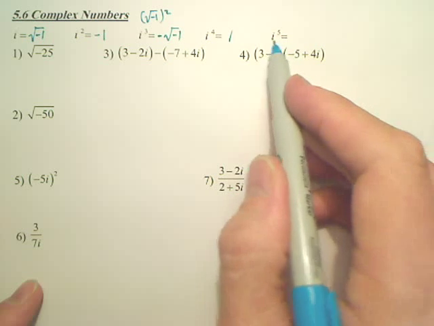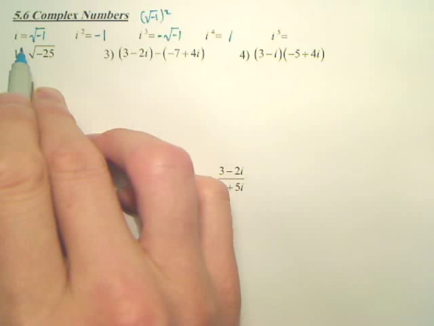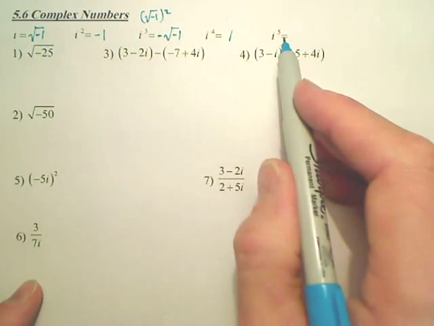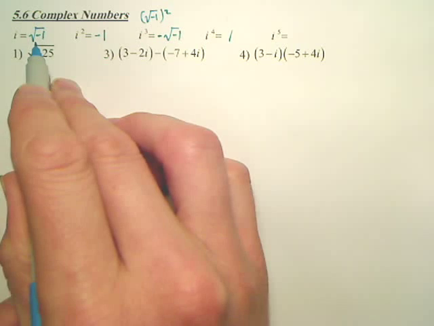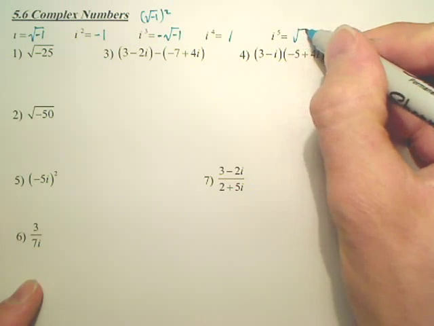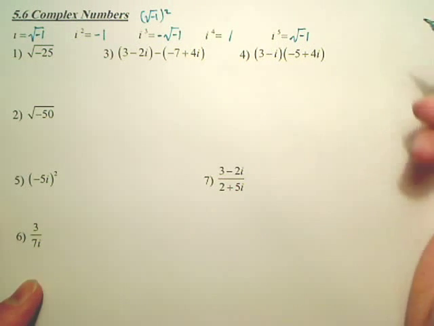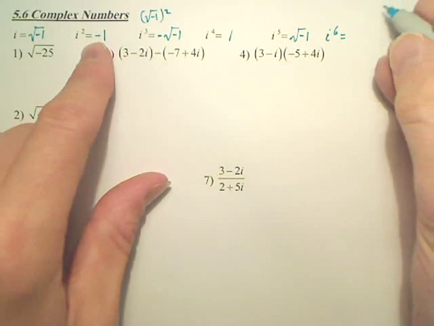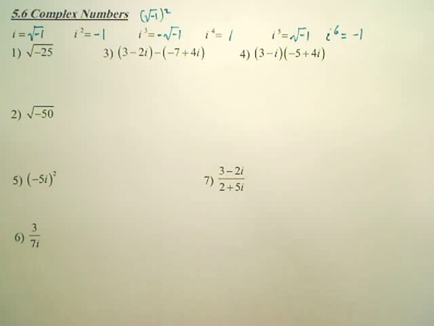i to the fifth? Well, isn't i to the fifth i to the fourth times i to the first? So what's 1 times the square root of -1? Square root of -1. What would be i to the sixth? It's -1. This cycle repeats itself.